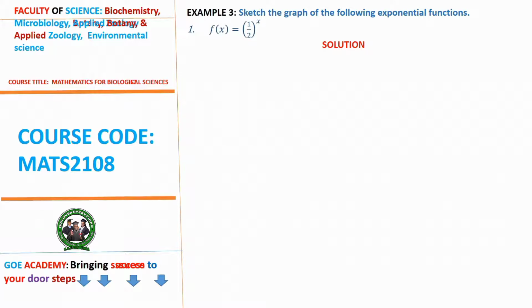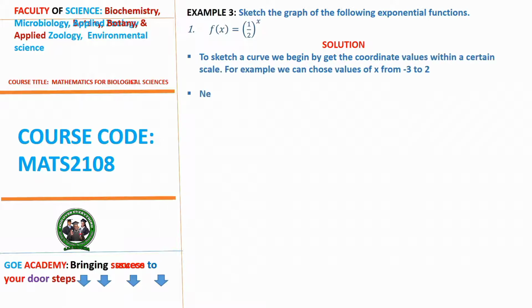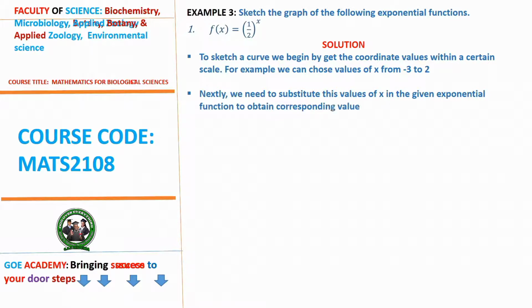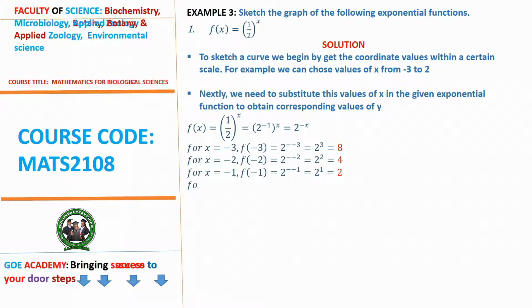Imagine we have to sketch the function f of x equals 1/2 raised to the power x. You need to realize that this function is the same as 2 raised to the power -x, right? So we follow the same approach. Observe that this example has already been solved in the previous slide. It is the same example. You have 1/2 raised to the power x, which is the same as 2 raised to the power -x from our laws of indices and logarithms. So it is the same exercise that has been done previously.